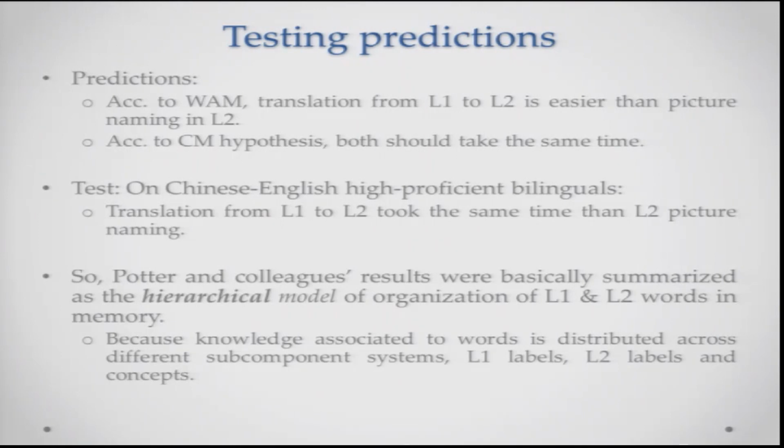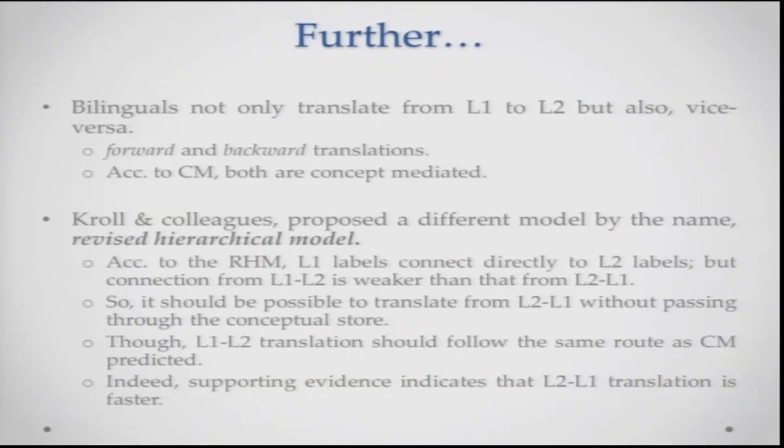Now, this basically led to this assumption, or really established, that the conceptual mediation model might be the correct one. Potter and colleagues summarized these findings and other similar findings as the hierarchical model of organization of L1 and L2 words. They are saying that knowledge associated to words is distributed across different subcomponent systems: L1 labels, L2 labels, and the concepts. Now, if you really think of it, people do not only translate from L1 to L2, they also translate from L2 to L1. So, there are both forward translations and backward translations.